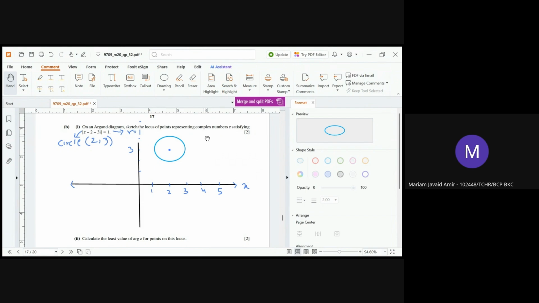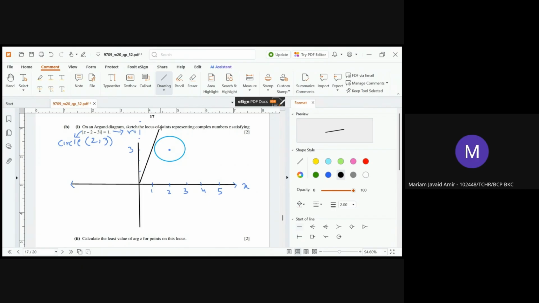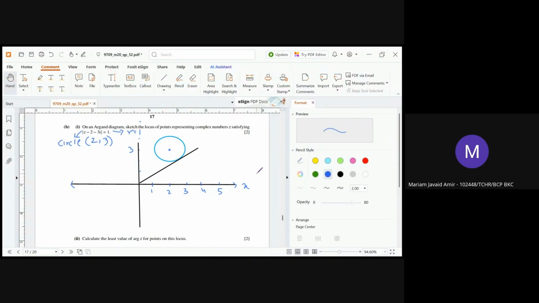Part 2. Calculate the least value of argument of z for the points on the locus. Okay, argument of z means angle with the origin. So, what angle would be the smallest? For example, if we make an angle passing through the circle from here, will this angle be the smallest? No, this angle won't be the smallest. This will keep getting smaller, smaller, smaller. In fact, this angle would be the smallest value. So this is what we need to find.